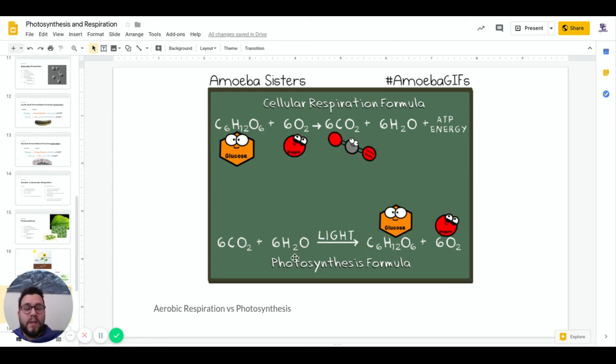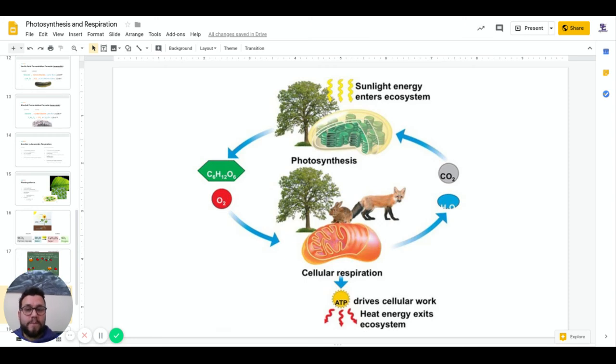So because of this, we can make a nice cycle. Producers who are making the sugars and the oxygen can make the ingredients that are needed for respiration, and then the products of respiration can be used again in photosynthesis. They can go around and around and around. Plants can use their own sugars and oxygen to make ATP in respiration, and then take back in that carbon dioxide and water to keep going and keep doing that.